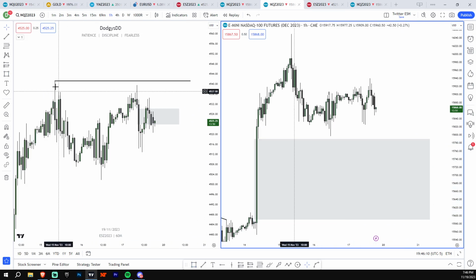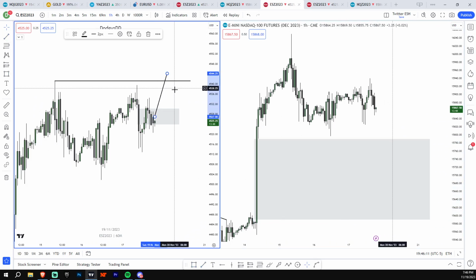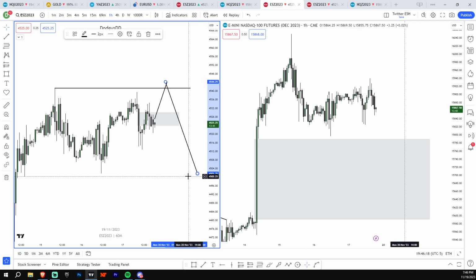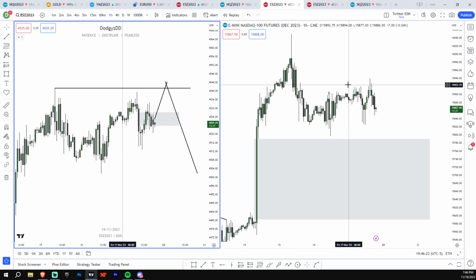So my weekly prediction is kind of short. As long as we close above this, it's going to be this high, and then it's just going to be short. That's the only thing I want. And I don't think much is going to happen Thursday or Friday.